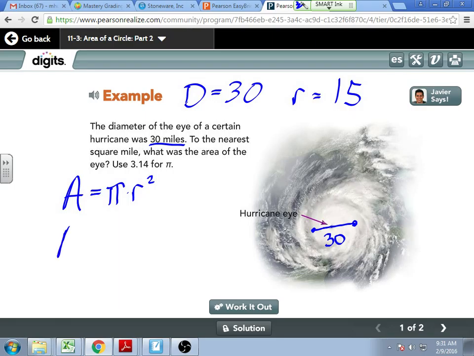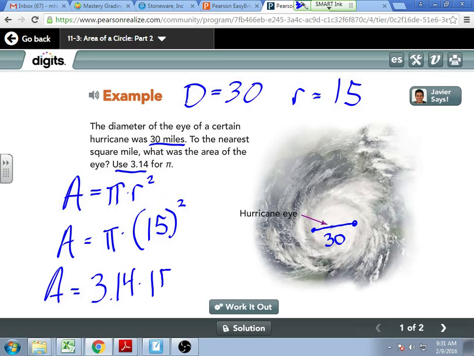So to find my area, I'm going to do pi times 15 squared. But then pi, I'm told to use 3.14. So I'm really going to have 3.14 times 15 squared. Now here's the dangerous thing about using your calculator. I would type in the 15 squared, find that answer, and then do times 3.14. It's just to make sure you don't make any calculation mistakes.